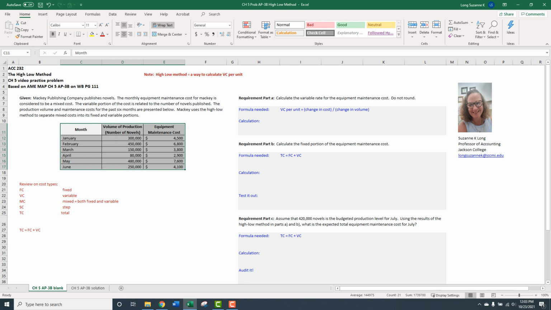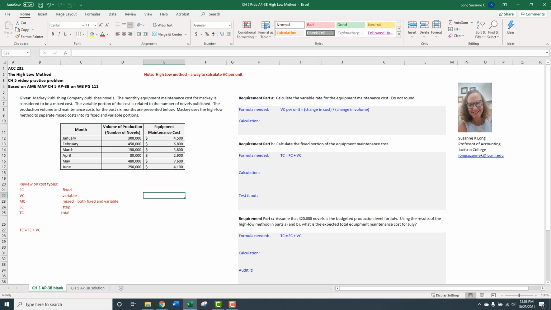We've got 6 months. We've got production volume. So this is a quantity, a number, not a dollar amount. And then we've got the equipment maintenance cost, which is the account that we're analyzing. How much equipment maintenance expense do we have at each production level? So as production goes up, like this appears to be the highest one, 480, we also have the highest expense, that kind of thing. All right, let's do it.